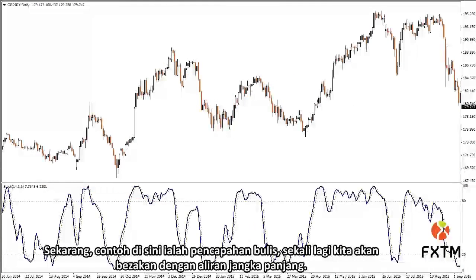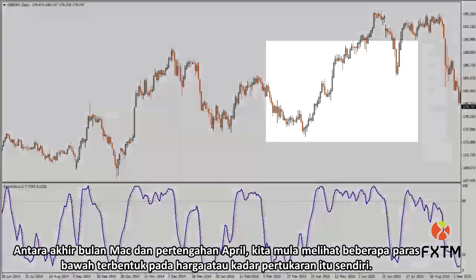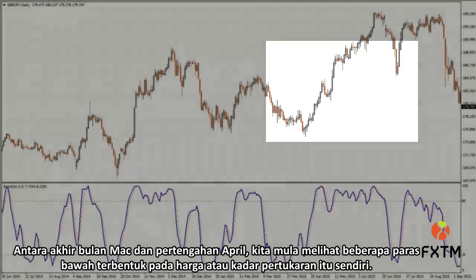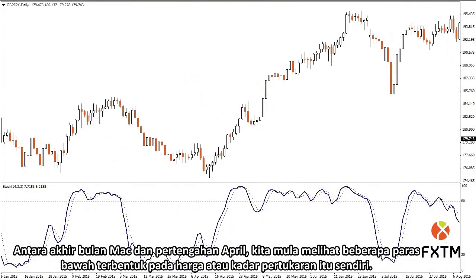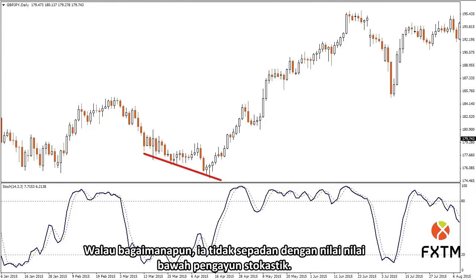Now the example here that we have of a bullish divergence, once again, we're going to defer to that longer term trend. So you can see here with the pound to the yen exchange rate, we have a longer term trend to the upside. Now between the end of March and about the middle of April, we started to see a couple of bottoms forming on the price or the exchange rate itself. Now these bottoms, the second one was actually deeper than the first one. However, that was not matched by the bottoms on the stochastics oscillator.